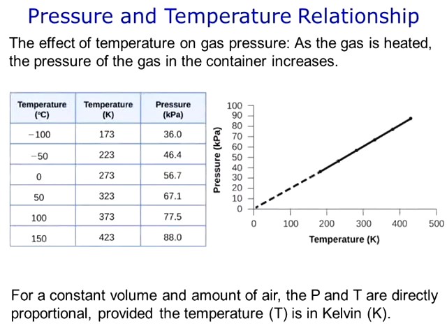Here we show you a graph and some data to support this. As the gas is heated, the pressure of the gas in the container increases. So it's a linear relationship, directly proportional. Pressure goes up, degrees K goes up. We show you the values on the left side in the table, and then we show you the graph on the right side. So you want to be aware of this relationship. It is a very important relationship to think about in doing problems and in understanding gas law relationships.